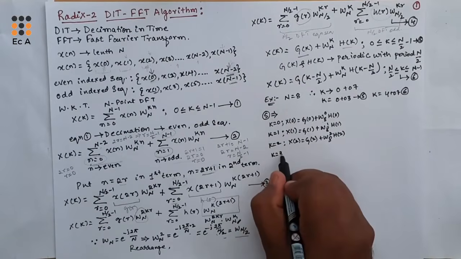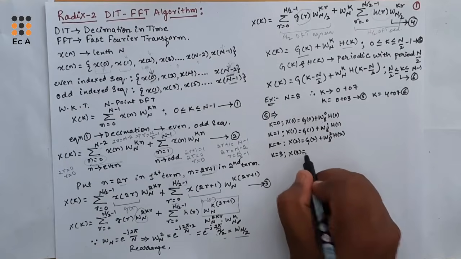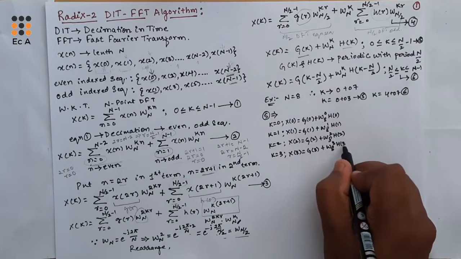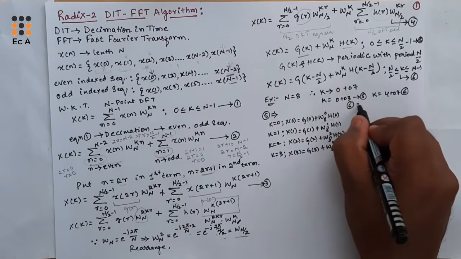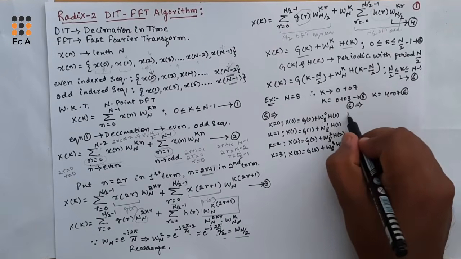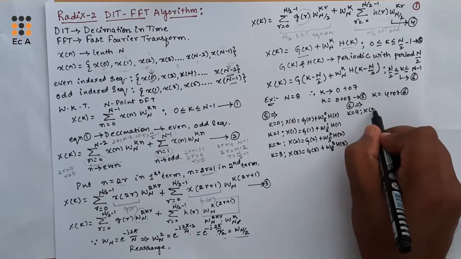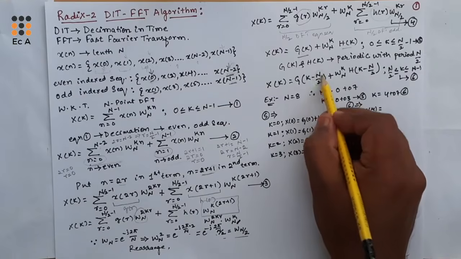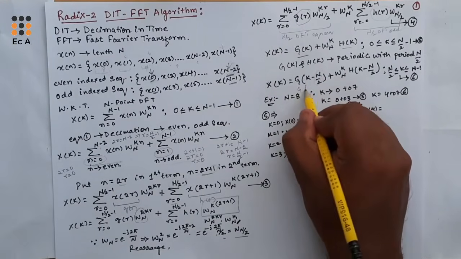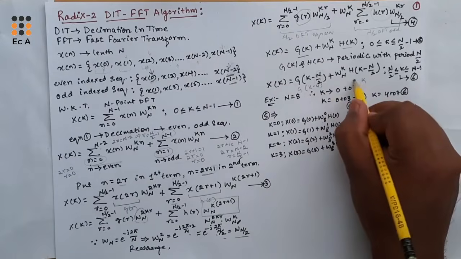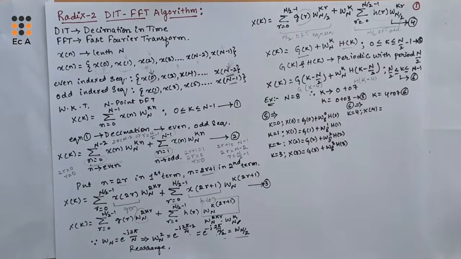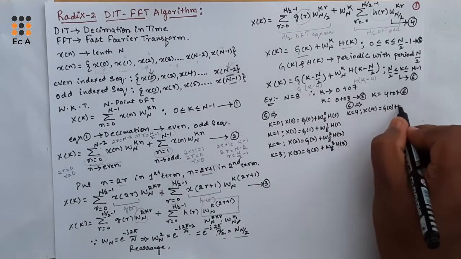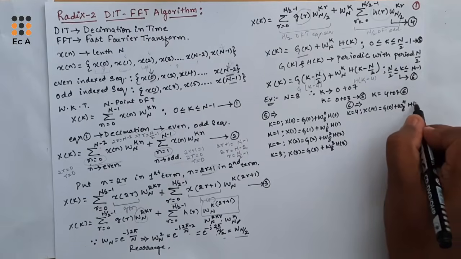If you put k is equal to 3, at that case x of 3 will be equal to g of 3 plus w8 to the power of 3 h of 3. If you take equation number 6 and put k is equal to 4, then x of 4 will be equal to, simplifying equation number 6 with n equal to 8, g of k minus 4 and h of k minus 4. So in this equation if you put k is equal to 4, you will get g of 0 plus w8 to the power of 4 h of 0.